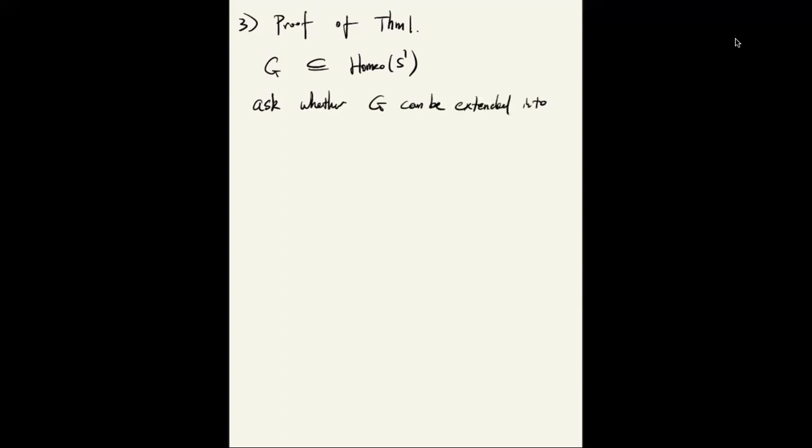So now I want to prove Theorem 1, the proof of this global fixed point theorem. Okay, so you have a subgroup inside homeo of the circle, and you're asking whether this group G can be extended into the disk, into the interior. And so now if we're just asking the same question for homeo of the circle, let's see what we can get. So the simple result is any action of homeo of the circle on the disk has a fixed point.